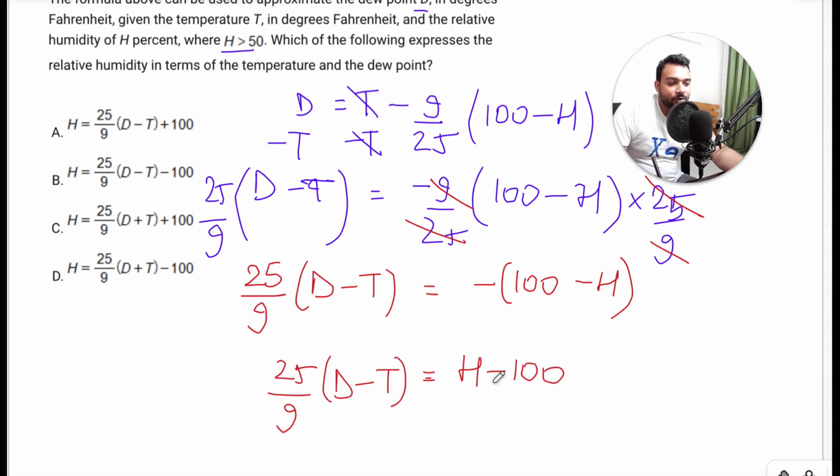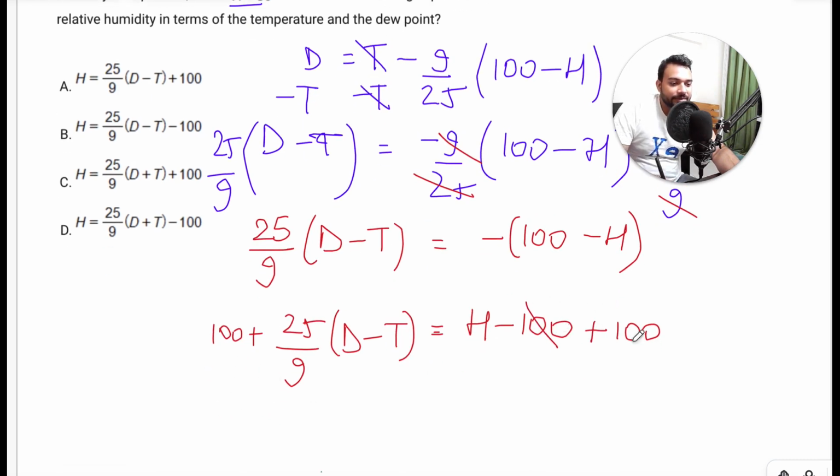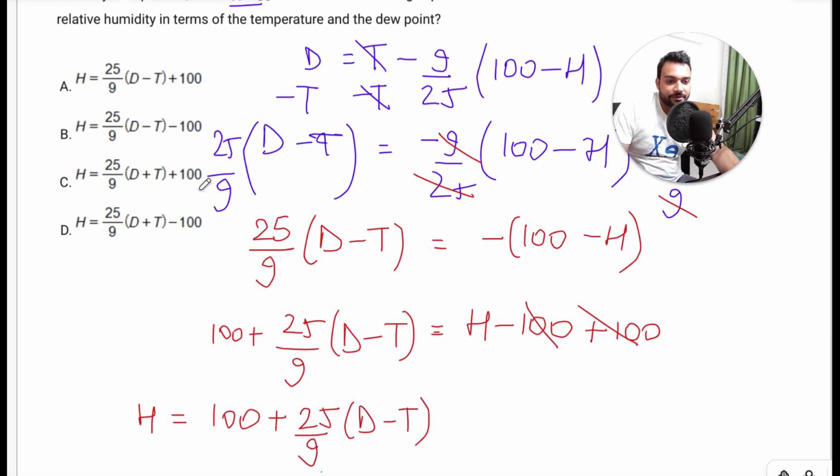Now we need to get rid of this negative 100 on the right hand side. Add 100 on both sides. So this and this cancelled. H is equal to 100 plus 25 over 9 times (D minus T). Let's look at the options. 100 plus 25 over 9 times (D minus T).